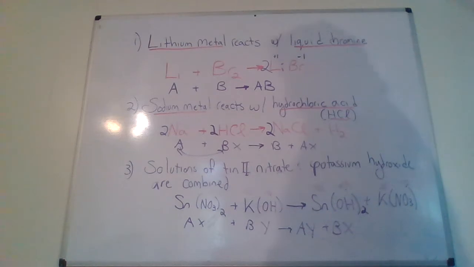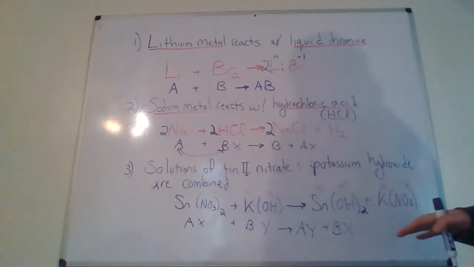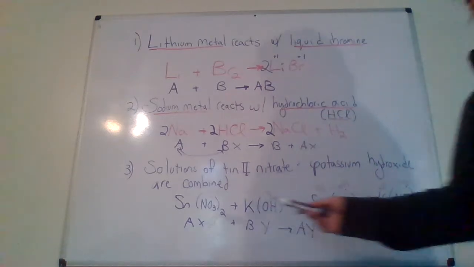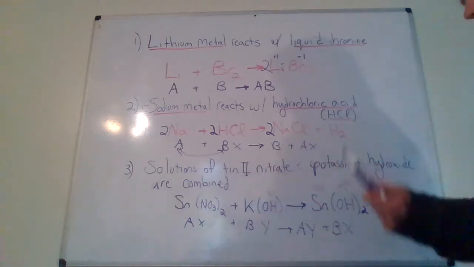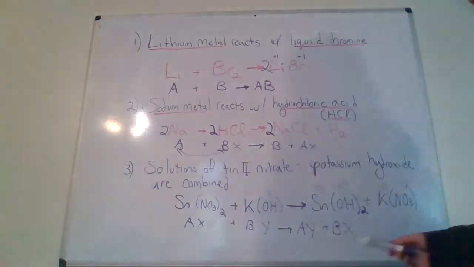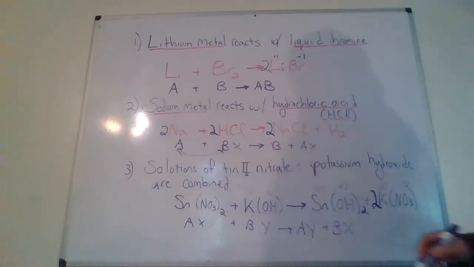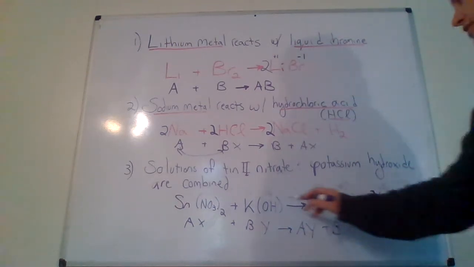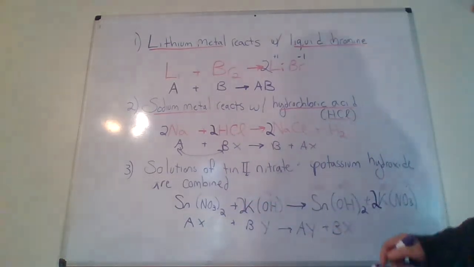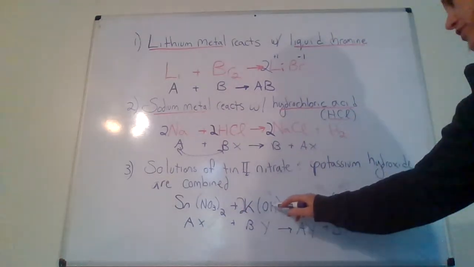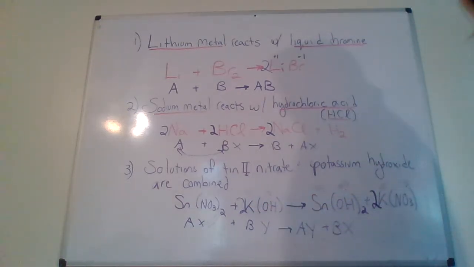All right, so my last step here is to balance. And to balance this out, I'm going to see that there's 1 tin on the left, 1 tin on the right, balanced. 2 nitrates on the left, 1 nitrate on the right, so I've got to throw a 2 out front here. 2 potassiums on the right, 1 potassium on the left, got to throw a 2 out front there. But that automatically fixed my hydroxides because I have 2 hydroxides here and 2 hydroxides here.